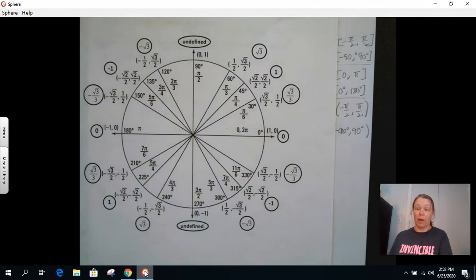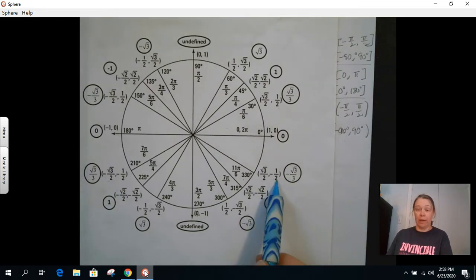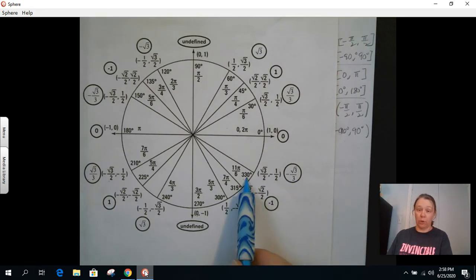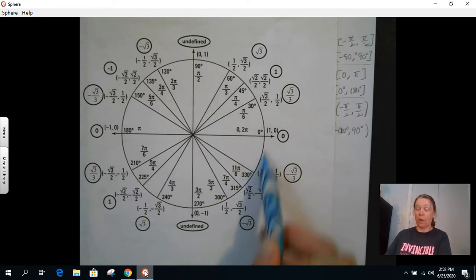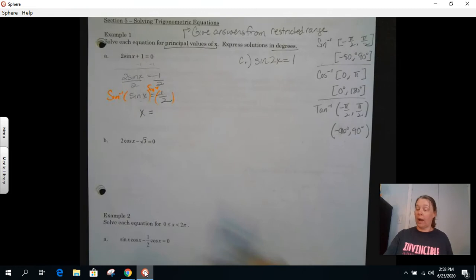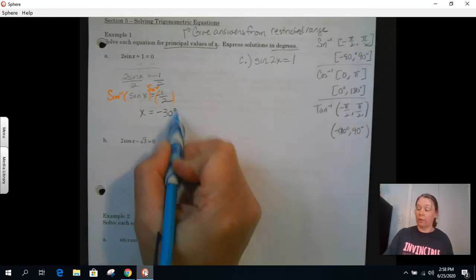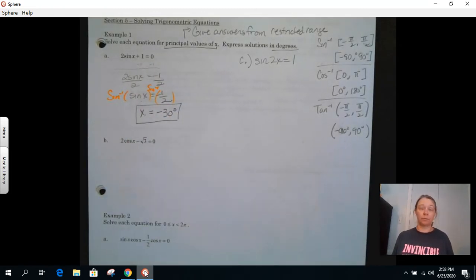So at what angle do I have a y value of negative 1/2, which would be right here? Remember, I can't call it 330 degrees. It doesn't fall between negative 90 and 90. Instead, I have to think of it as going back 30. So x would be negative 30 degrees.